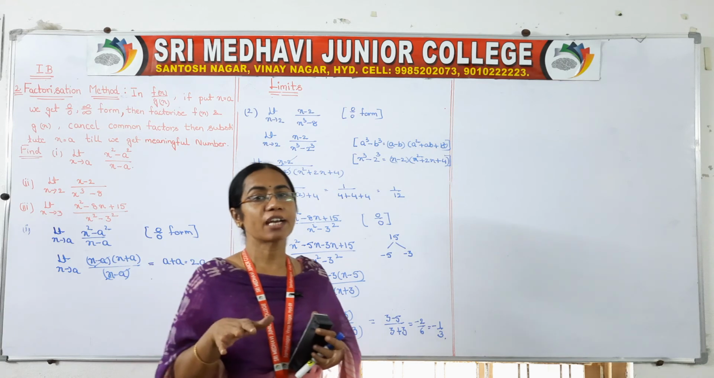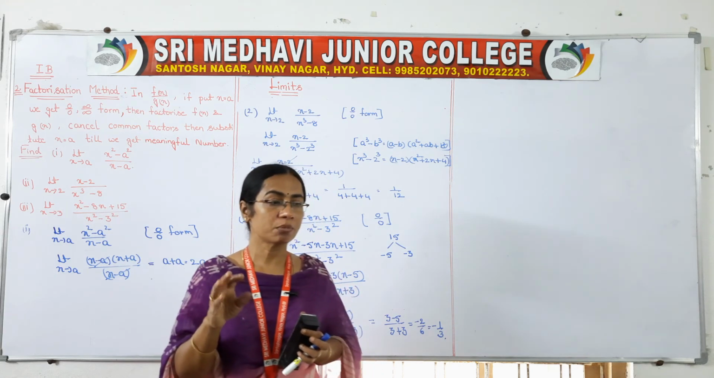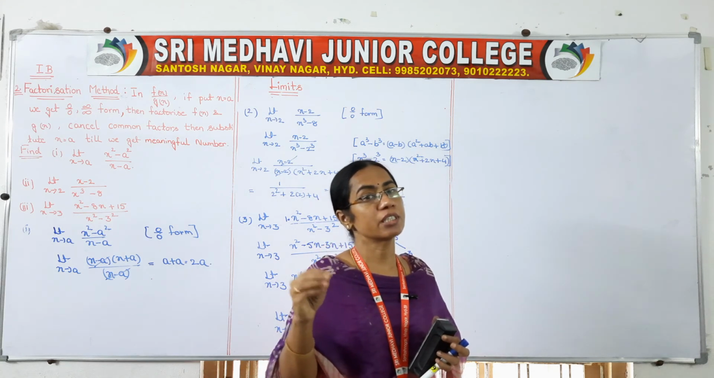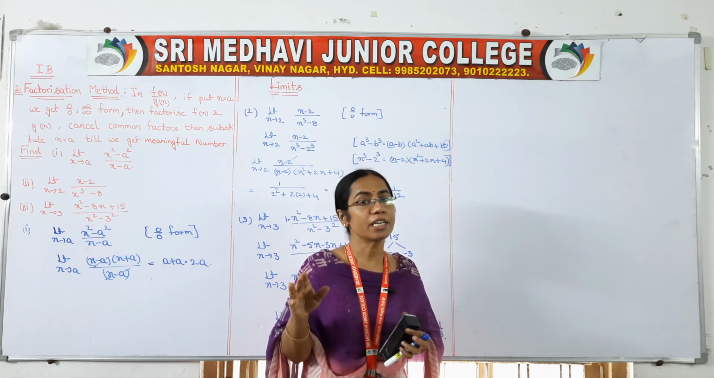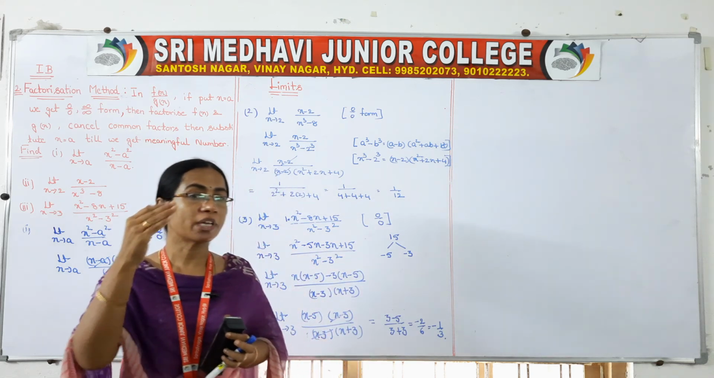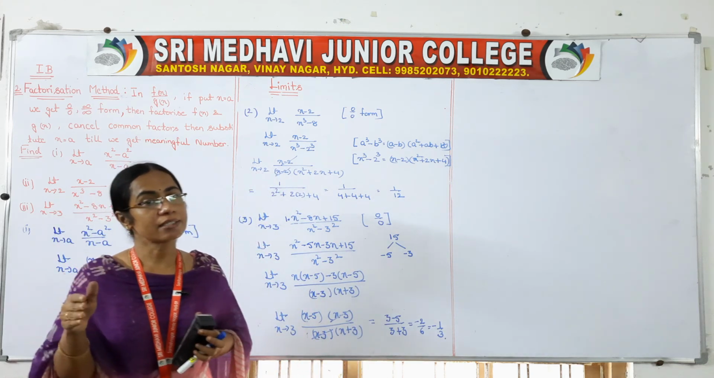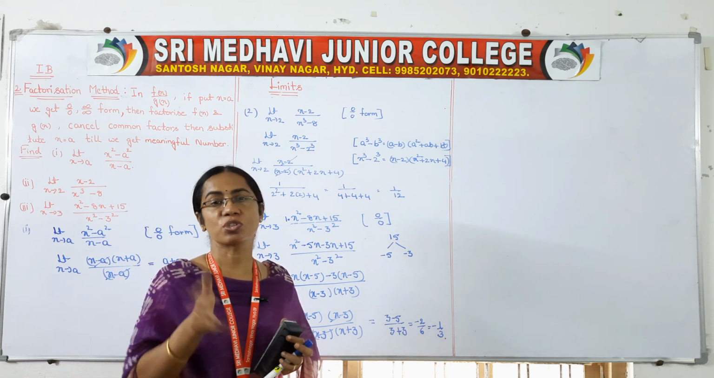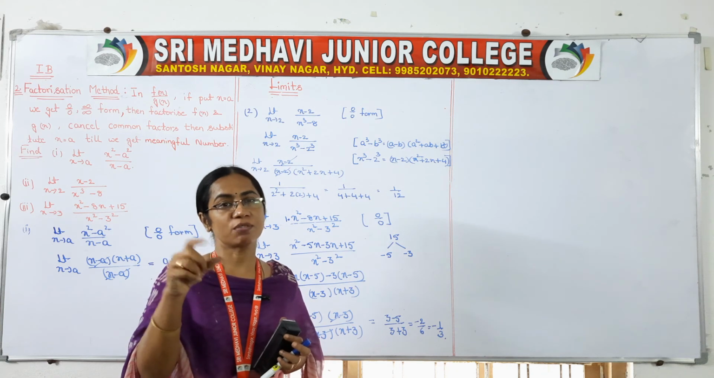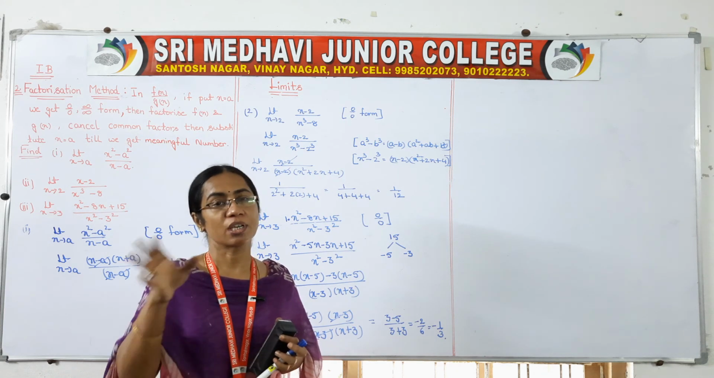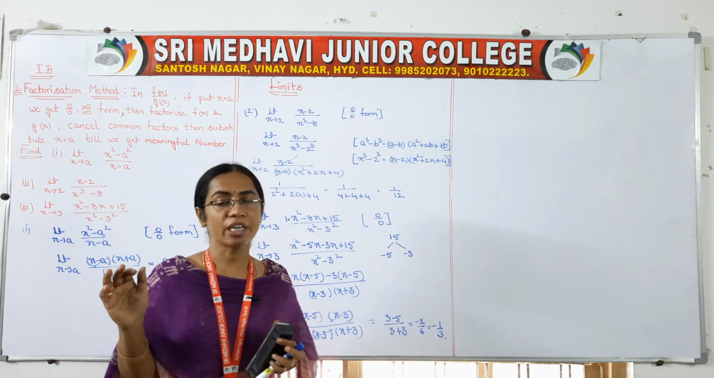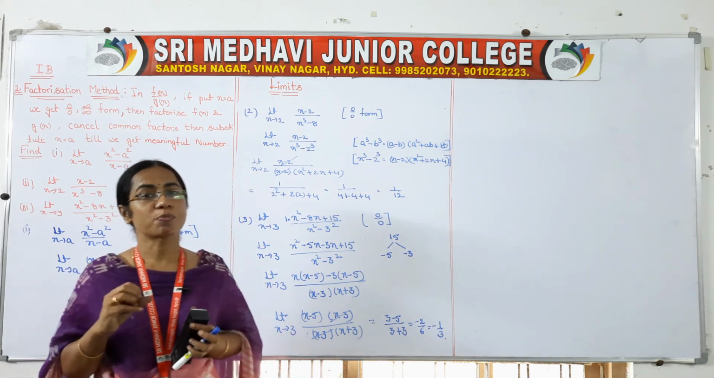And what about the factorization method? Factorization method means after substituting the x value, suppose the function is in the form of 0 by 0 or infinity by infinity, then we have to factorize the numerator and denominator, cancel common factors, then substitute the x value. That is the factorization method. In the substitution method, we are substituting. In the factorization method, we are doing the factorization. So practice these problems perfectly.